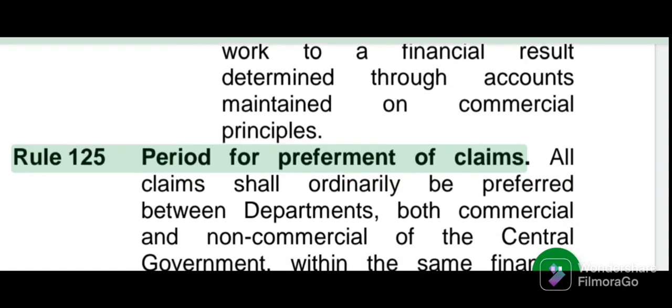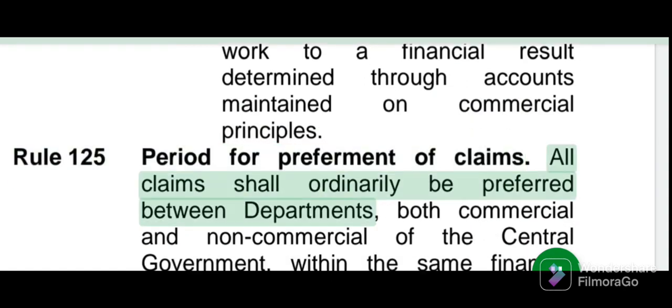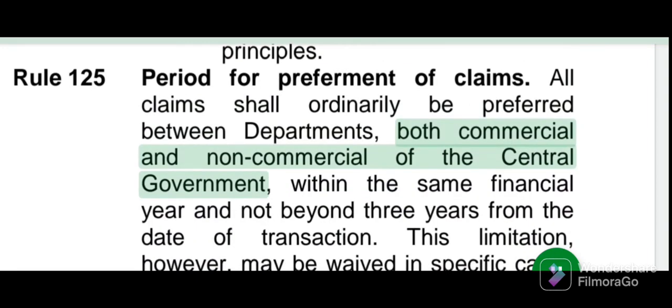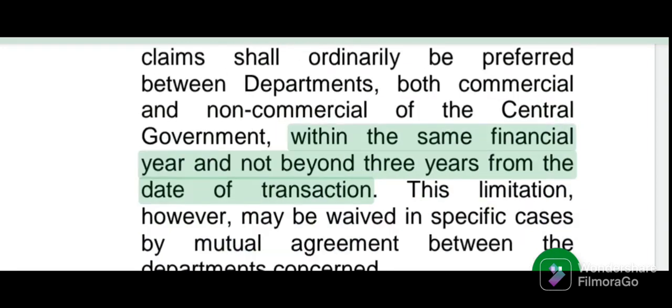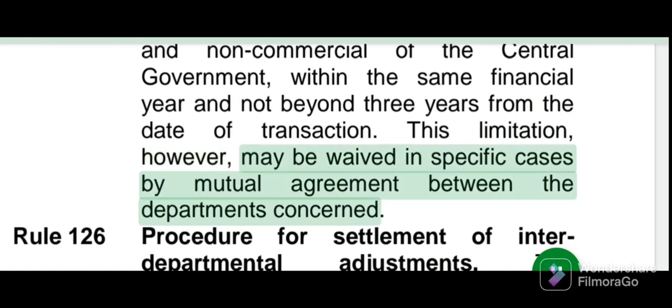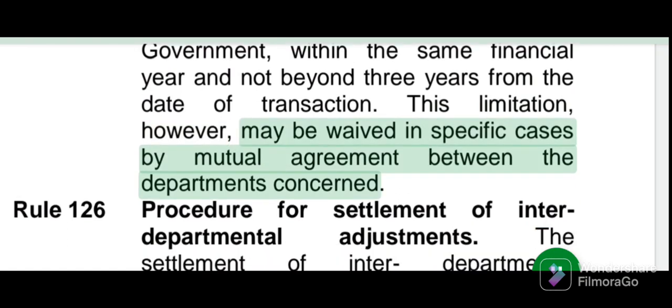Rule 125: Period for preferment of claims. All claims shall ordinarily be preferred between departments, both commercial and non-commercial, of the central government, within the same financial year and not beyond 3 years from the date of transaction. This limitation, however, may be waived in specific cases by mutual agreement between the departments concerned.